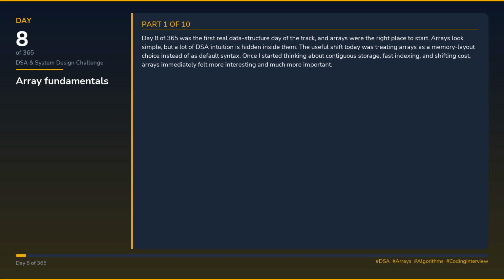Day 8 of 365 was the first real data structure day of the track, and arrays were the right place to start. Arrays look simple, but a lot of DSA intuition is hidden inside them. The useful shift today was treating arrays as a memory layout choice instead of as default syntax. Once I started thinking about contiguous storage, fast indexing, and shifting cost, arrays immediately felt more interesting and much more important.